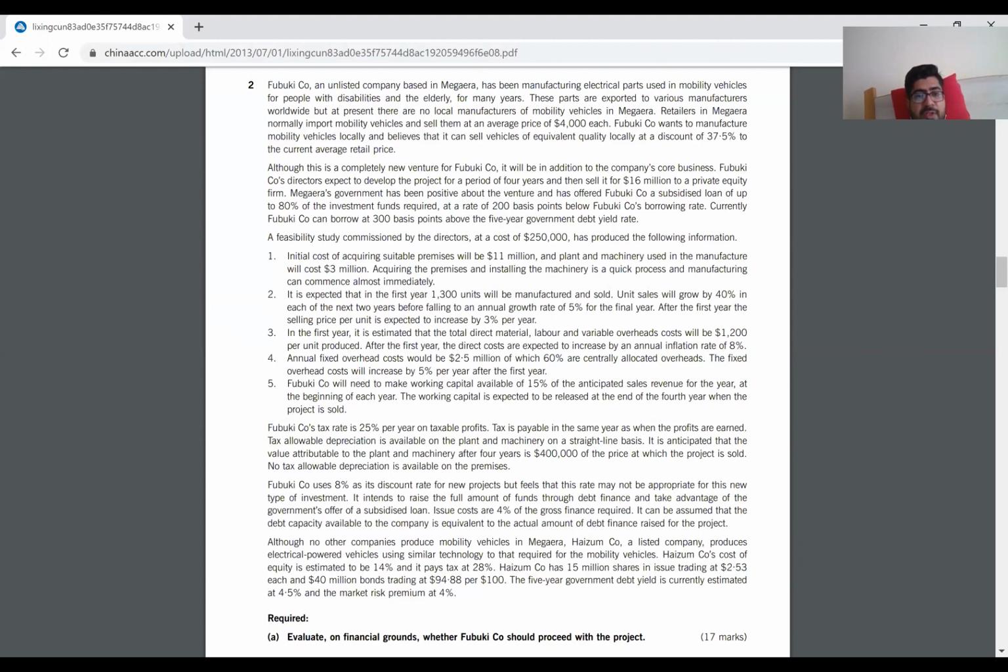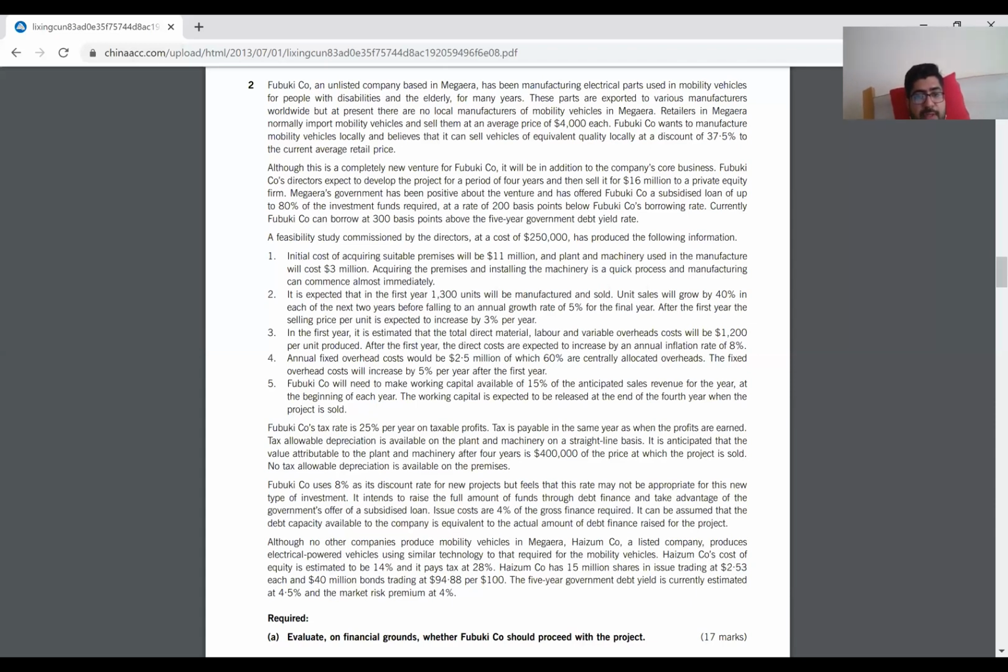Third, in the first year, it is estimated that material, labor, and variable overhead cost will be 1,200 per unit. After the first year, the direct costs are expected to increase by an annual inflation rate of 8%. Fourth, fixed overheads annually would be 2.5 million, of which 60% are centrally allocated, which are irrelevant. Fixed overhead costs will increase by 5% per year after the first year.